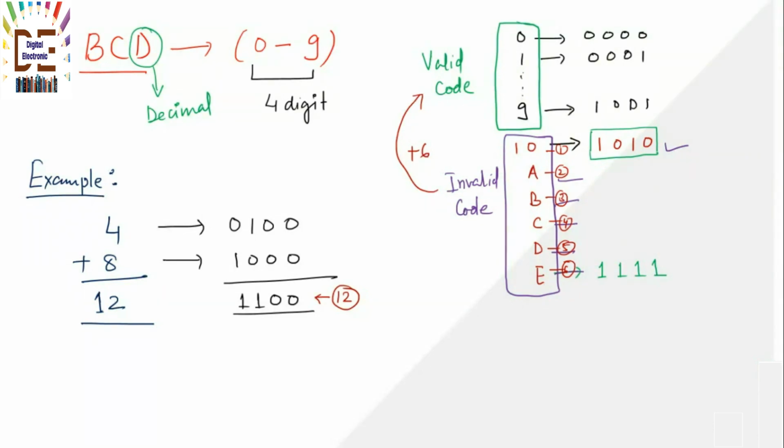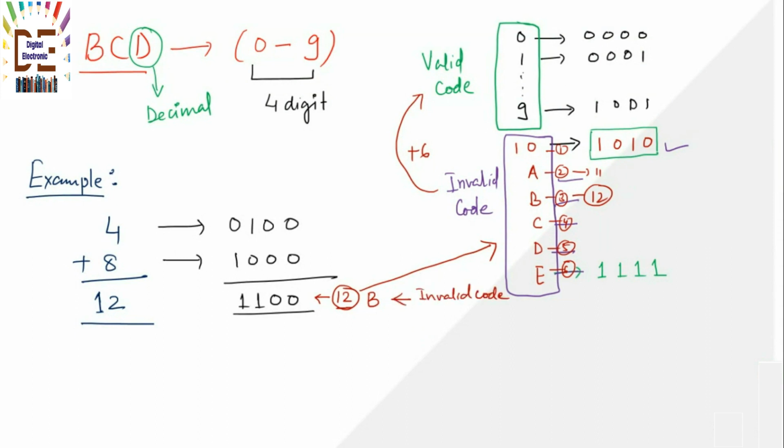But we do not have 12 in our BCD code. After 10, this is 10, this is 11, this is 12, that means we are getting C. So whenever we are using a BCD code and we get the answer 12, it is an invalid code in terms of BCD. Are you getting this point? This will be an invalid code.